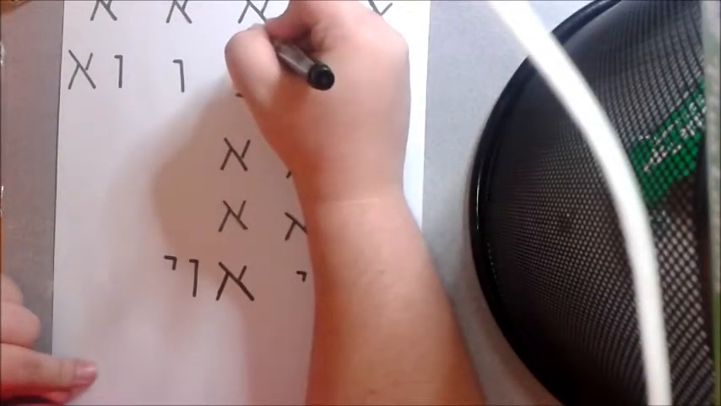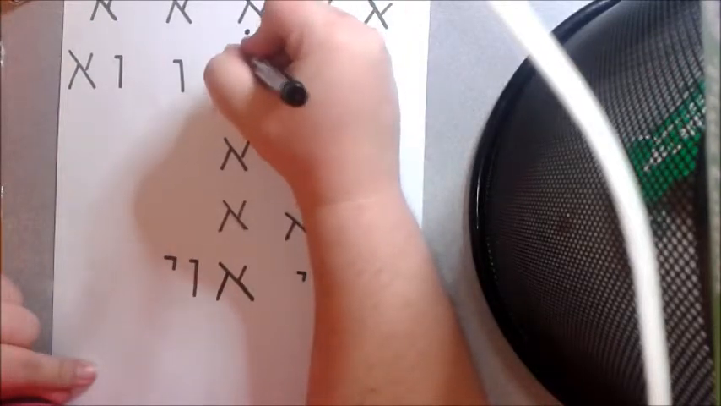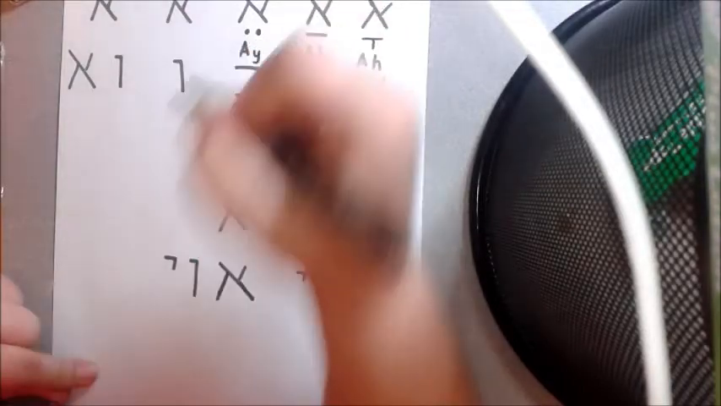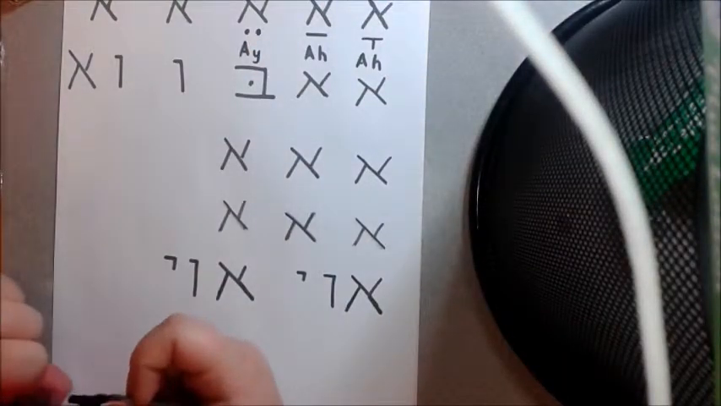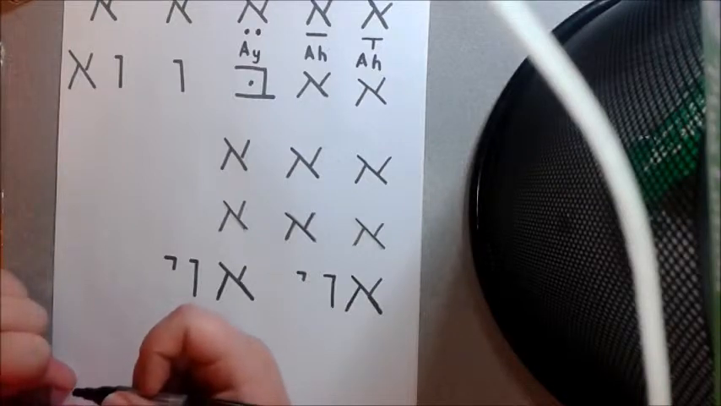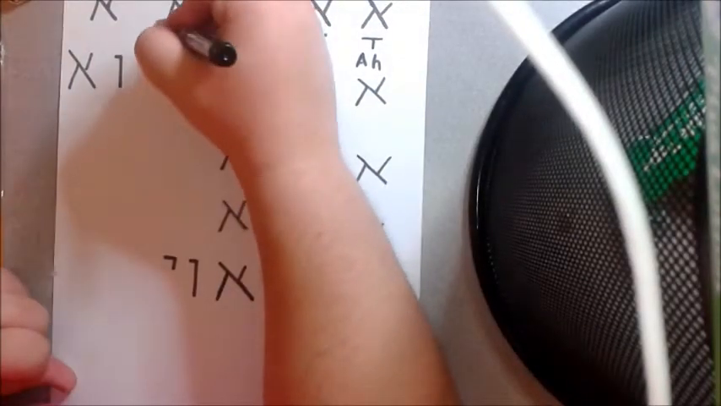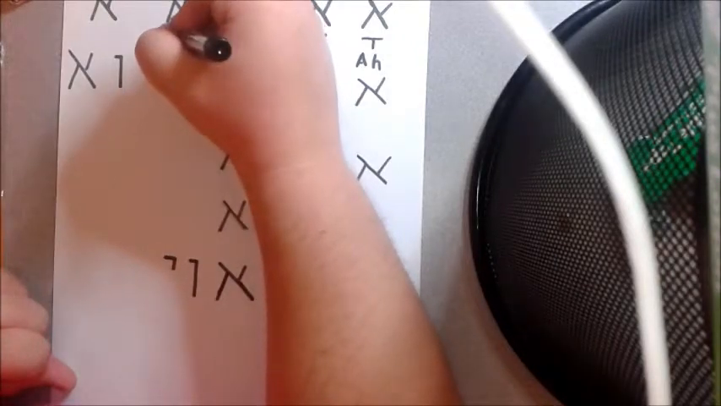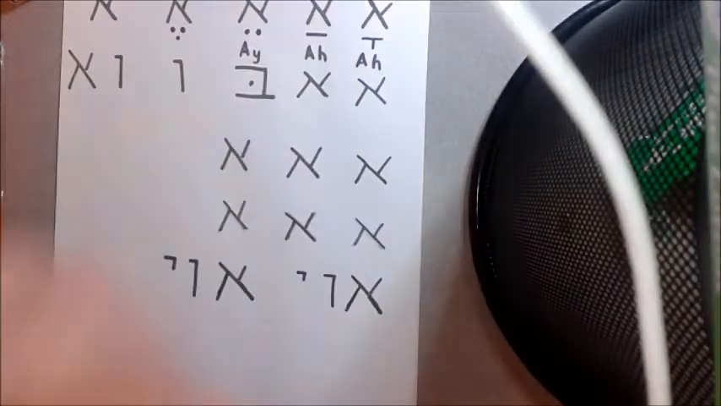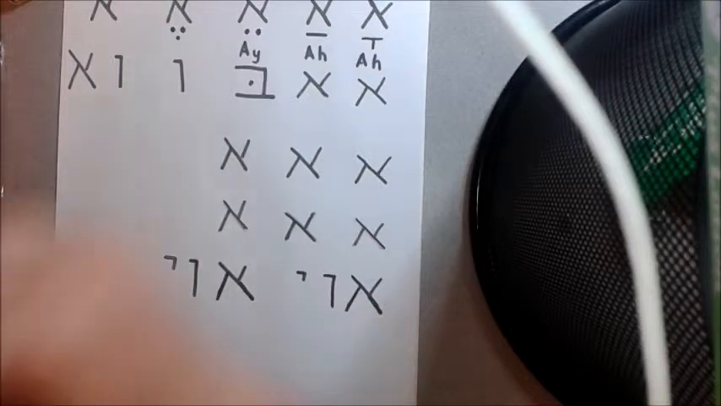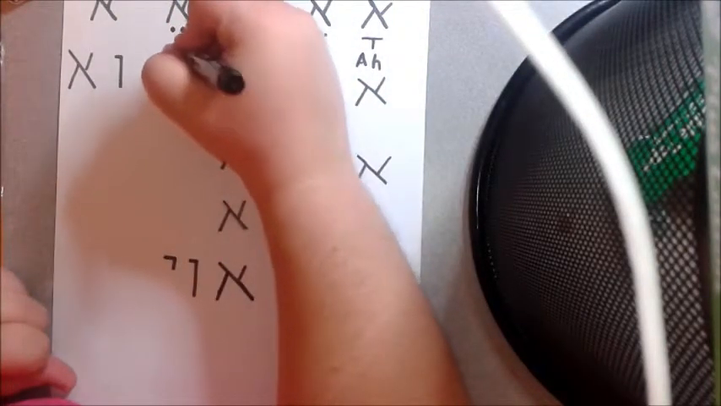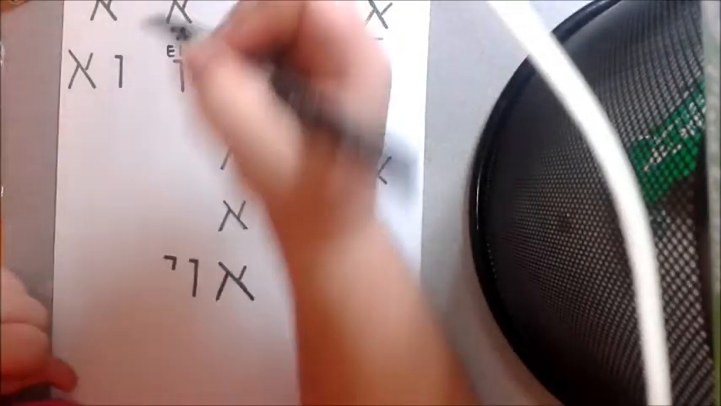Then there are two dots right next to each other that say A. Okay? It's a long A sound. Then there are three dots, kind of a little upside down triangle, and that's going to be eh. It's a short E sound.